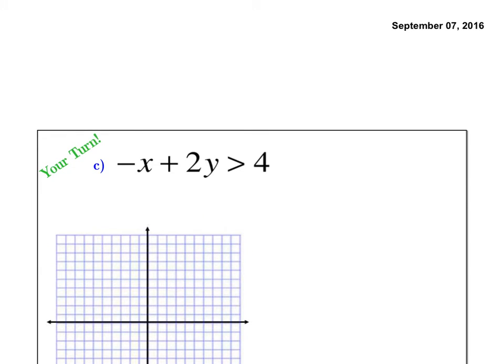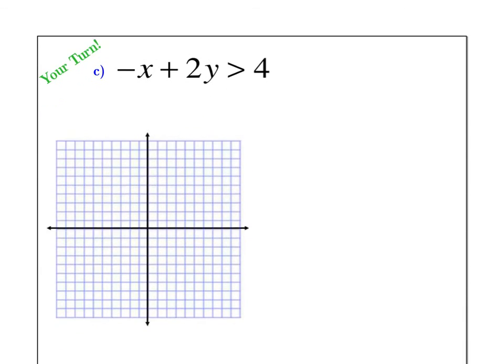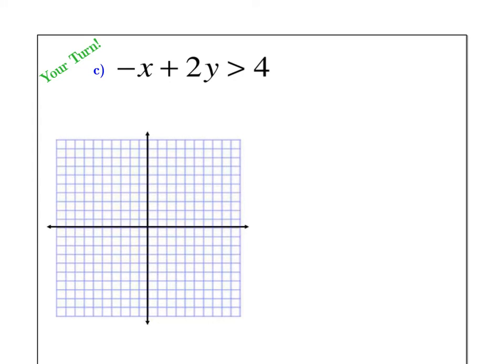Alright, so here's one more. You should try this one on your own. So you've got negative x plus 2y is greater than 4. It is in standard form, so you can go ahead and pause this and try to see if you can graph this and see if you get the same answer that I do, and then you can play the rest of it to see if we get the same answer.